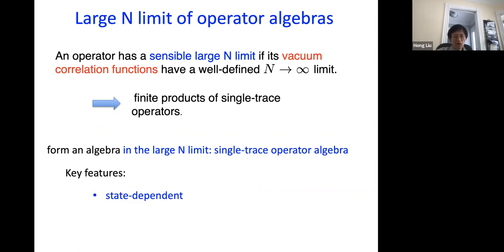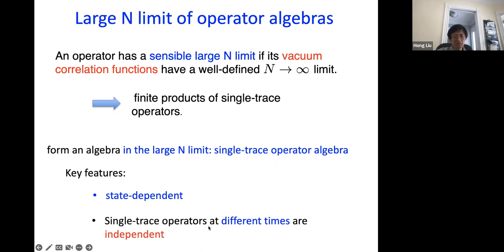One element is that in order to define the single trace operator algebra, you actually need to use state information. Normally in quantum mechanics, the operator algebra can be defined independent of the states. But in the large N limit, in order to define this algebra, you need to include the information of the state. So this operator algebra is state dependent. For different states, the properties can be very, very different. We will see examples later. And another key thing is that single trace operators at different times are independent.